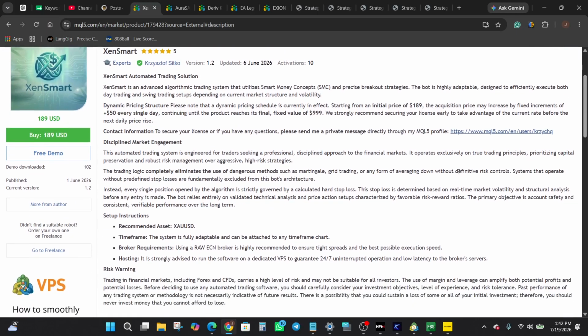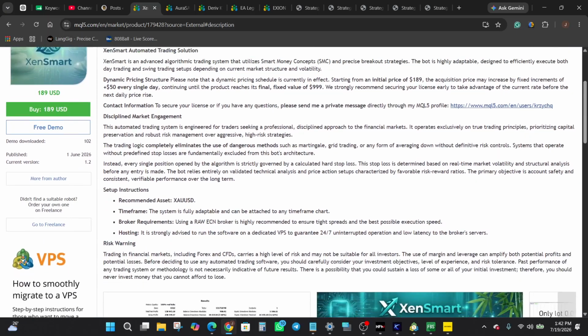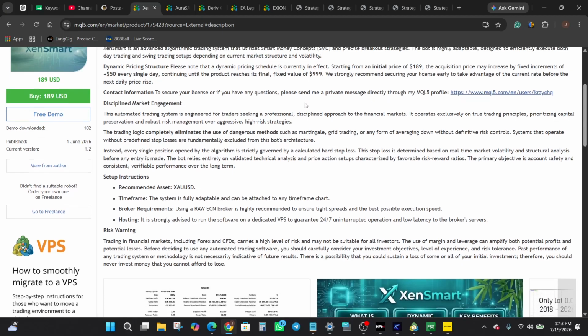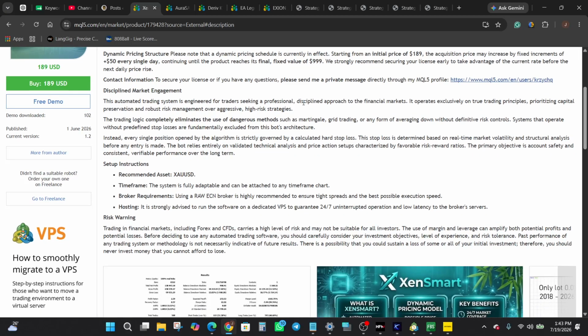Moving into the disciplined market engagement section, the developer states this eliminates martingale, greed trading, and averaging down without defined risk controls, and that systems without predefined stop losses are excluded from the design entirely. So every position is governed by a calculated hard stop loss based on real-time volatility and structural analysis, with the stated priority being account safety and long-term consistency.